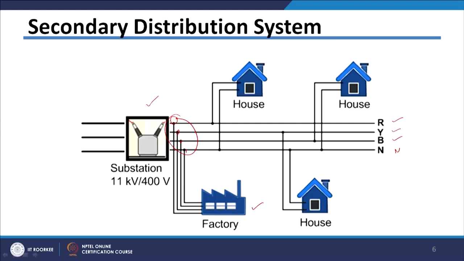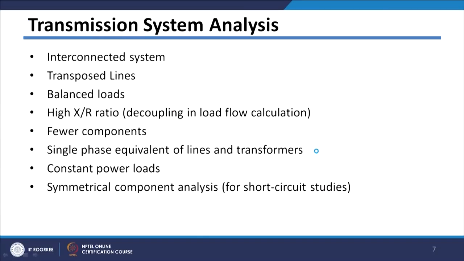And to our domestic consumers, we feed the power at single phase level. So, if you see this house, it is taking the power at R and N phase, which is single phase R. Then this house is taking power at Y and N phase, and this house is taking power from B and N phase. So, this is the structure of your distribution system, which is the secondary distribution system.